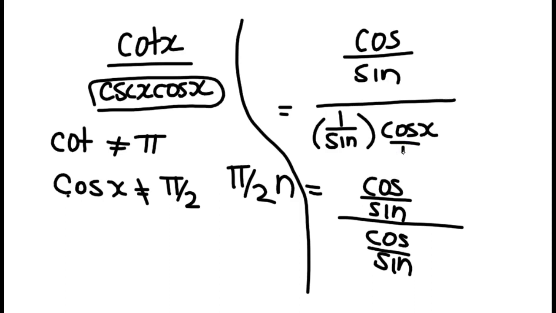So now we have cos over sine equals cos over sine, which equals what? 1. Because if we had 4 over 4, it would be 1. So cos over sine over cos over sine is 1. So that would be our simplified expression.